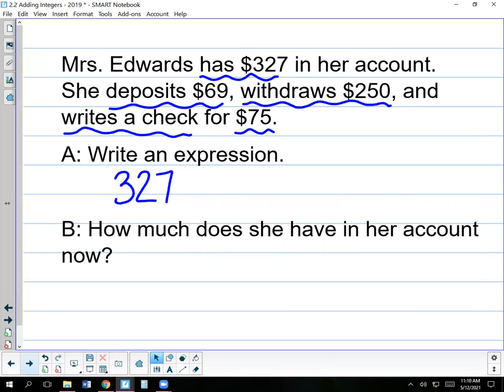Deposit versus withdrawal. Withdrawal is like pulling you out of a game. So it's the same situation for money. Writing a check is like spending money. So you can do whatever way you want. You can put all the good together, all the bad together, and then find the difference, fine. But make sure you have the right sign.